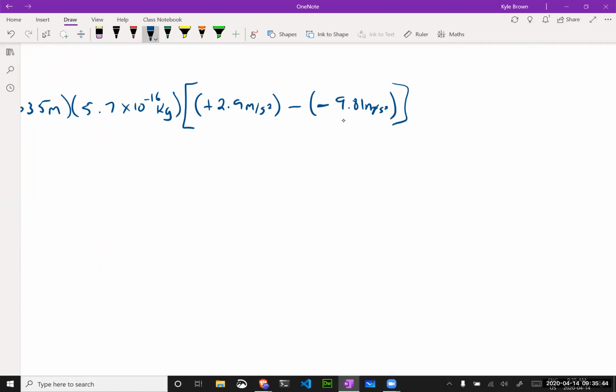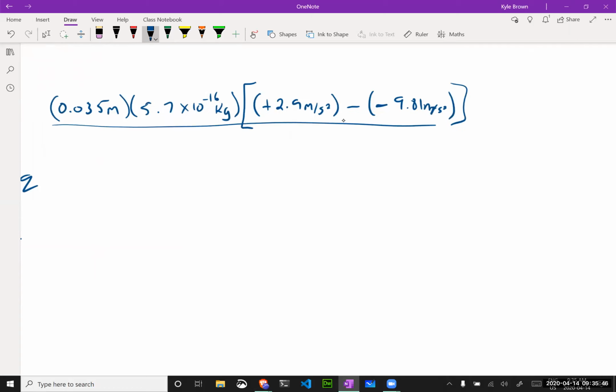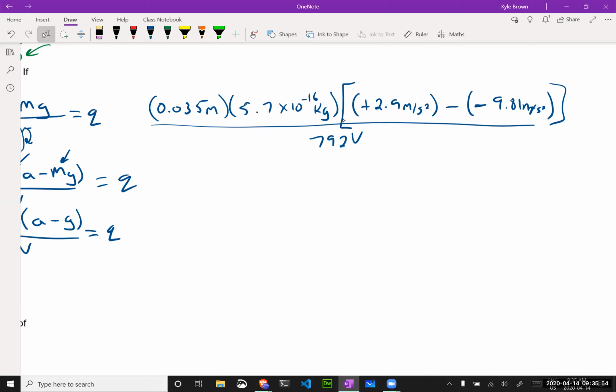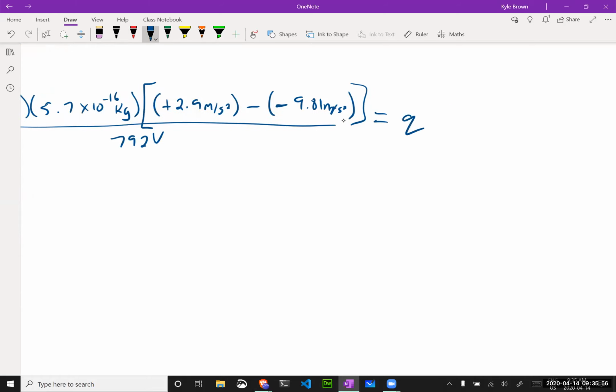And then it's all of that over 792 volts. And that was all equal to my charge. Keep charging the same side. Okay, so in the end there, we get 3.2 times 10 to the negative 19 coulombs. And that's equal to the charge.